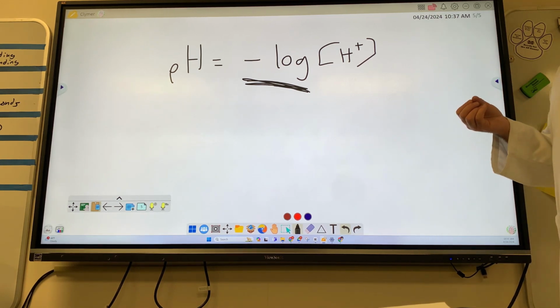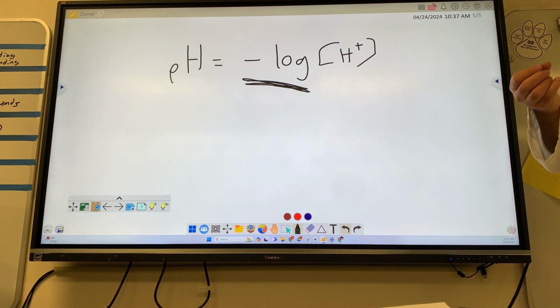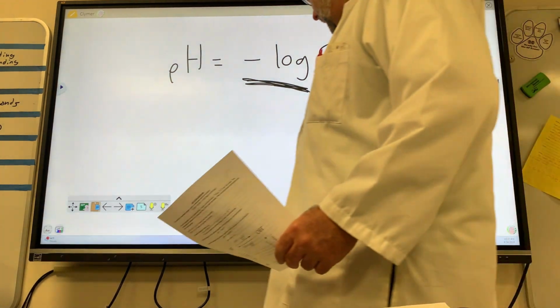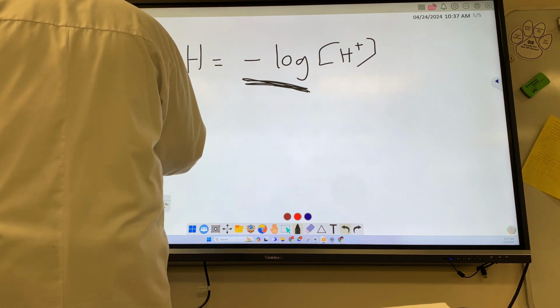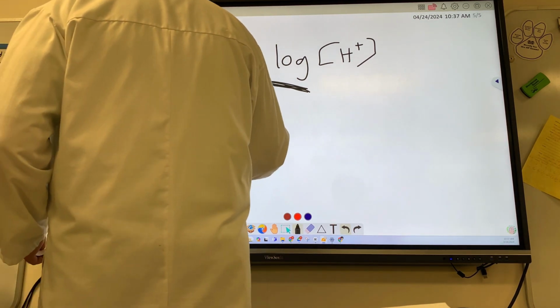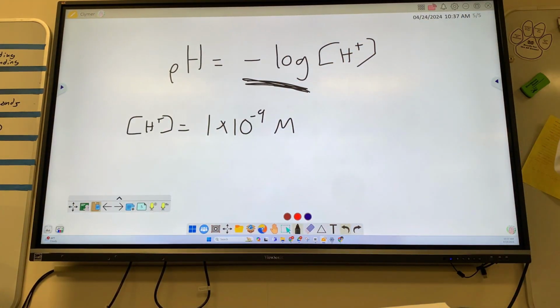Okay, so let's take our answer for the first question from the homework. That answer was, give me a pen, H plus equaled 1 times 10 to the negative 9th molarity. That was the answer for the first line on your homework. You can check my math on it if you'd like, but that's what the answer is. So now we have our number. Now we just need to plug this into the calculator to solve for pH.